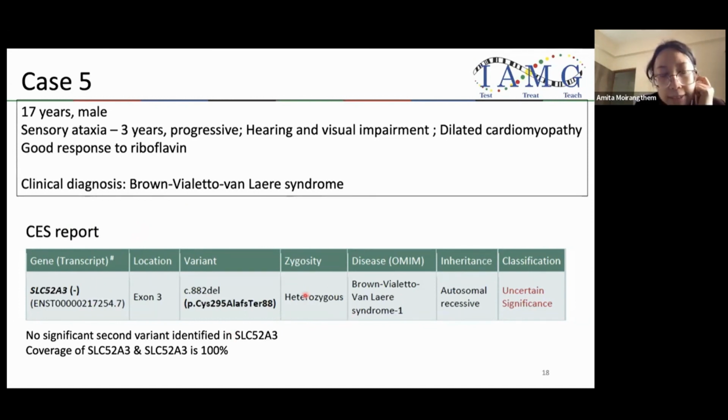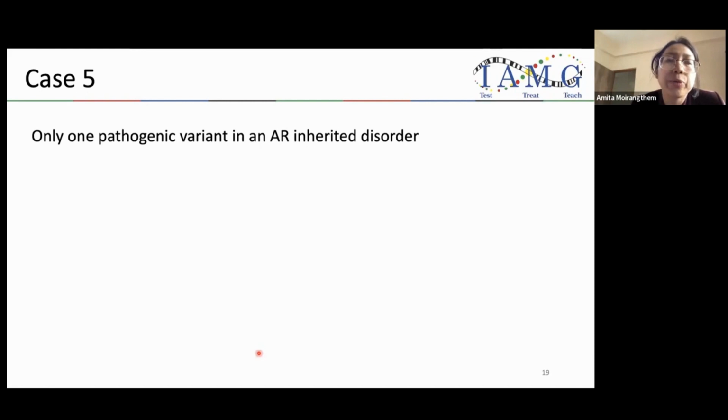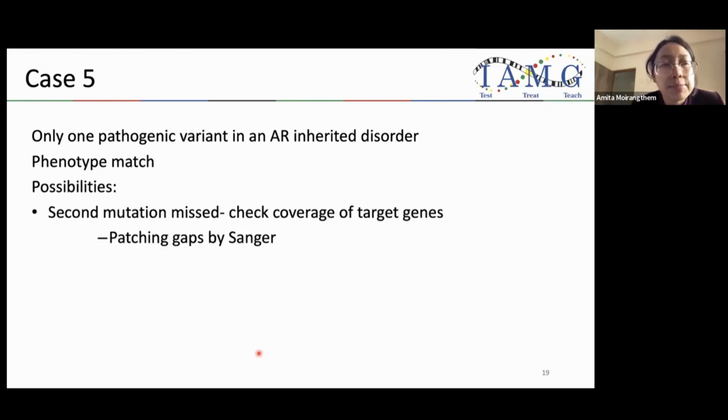So this is again a heterozygous pathogenic variant, a frameshift variant, in the gene causing BVVLS. Since this is an autosomal recessive condition, we should have another variant in the second allele. But the analysis did not reveal any second allele, and the coverage of the genes which are known to cause this particular disease, there are two genes, the coverage of these genes was 100%. So we should pay attention to all these details to determine why we have missed the second variant. So in such conditions where only one pathogenic variant is identified in an autosomal recessive disorder with a very clear phenotypic match, the possibilities could be that the second mutation is missed.